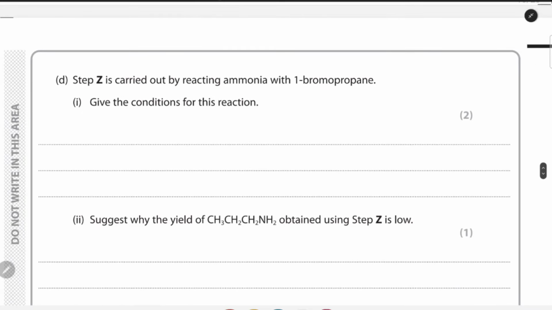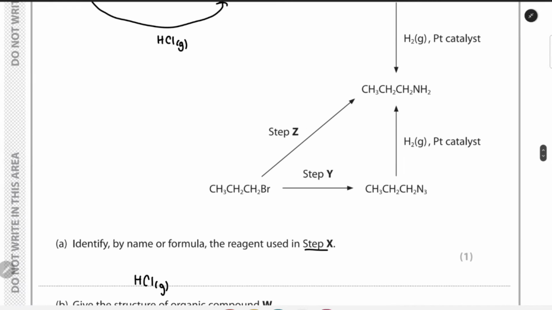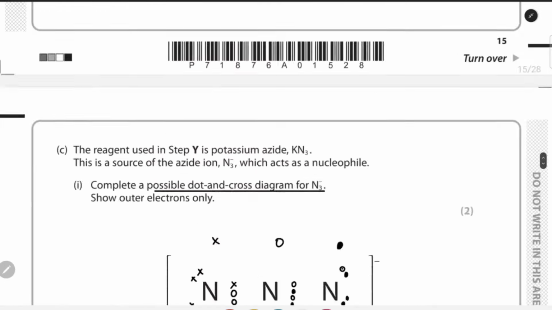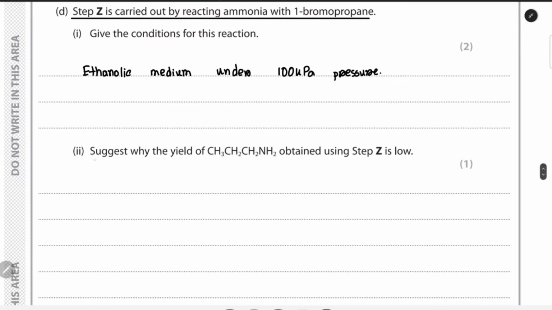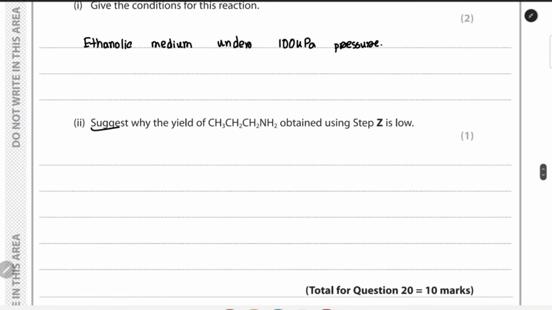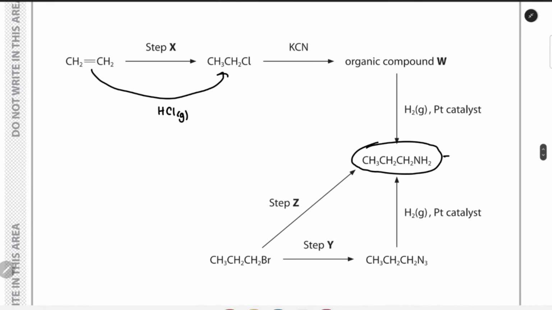Now for 20D1 we are told that step Z is carried out by reacting ammonia with 1-bromopropane. We have to give the condition for this reaction. So step Z over here is the production of an amine from a bromoalkane. This reaction's condition would be to carry it out in ethanolic medium under high pressure. The pressure should be above 100 kPa or 1 atmosphere. And we have to suggest why the yield is low in step Z. If we look at the product over here, this is a primary amine.